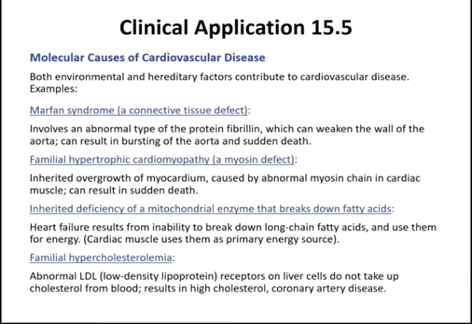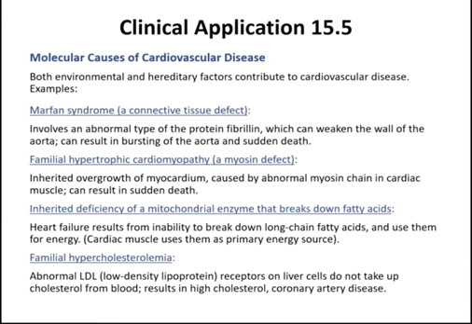When you produce this, you're not going to have your walls of your aorta be strong. It's going to weaken the walls, and you can end up with an aneurysm and have your aorta burst and just suddenly die. Familial hypertrophic cardiomyopathy, which is a deficiency in the myosin. It's a myosin defect, right?